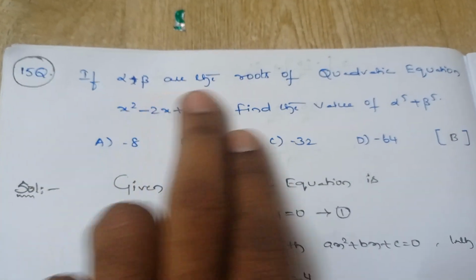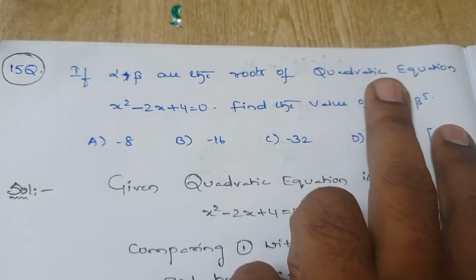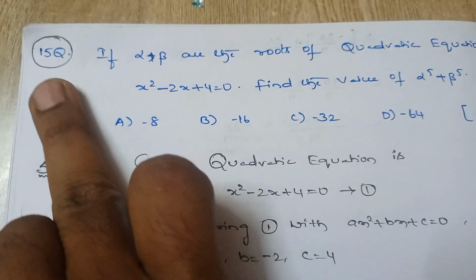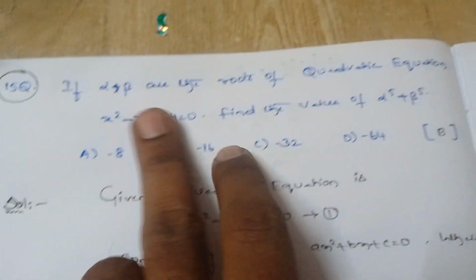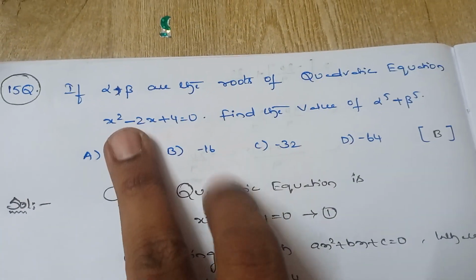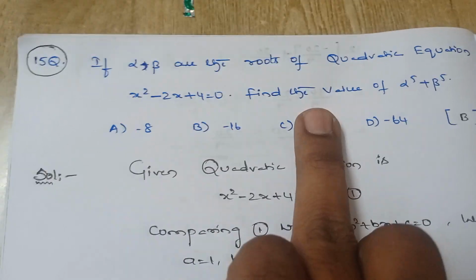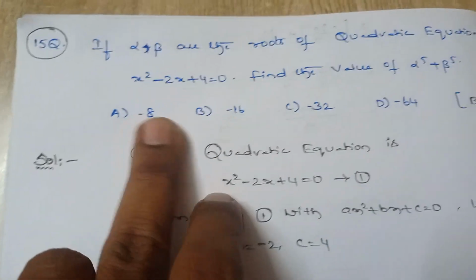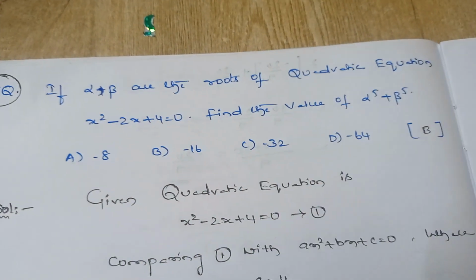Today we are going to continue with the same topic, that is quadratic equation of class 10th, finding the roots of the equation. So 15th question. If alpha, beta are the roots of the quadratic equation x square minus 2x plus 4 equal to 0, then find the value of alpha power 5 plus beta power 5. Options are minus 8, minus 16, minus 32, minus 64.